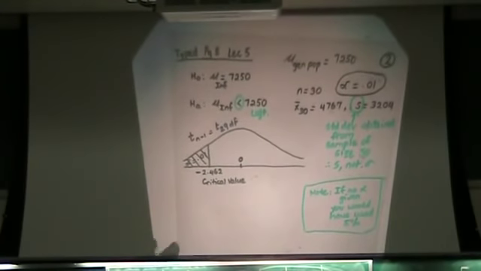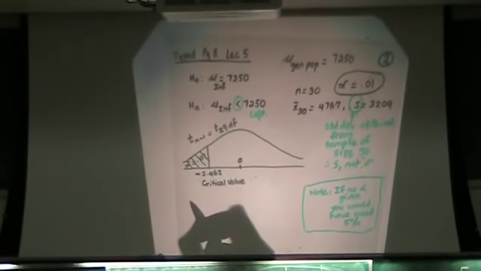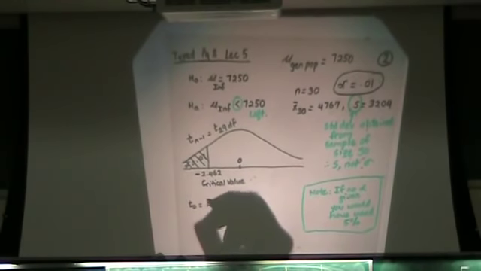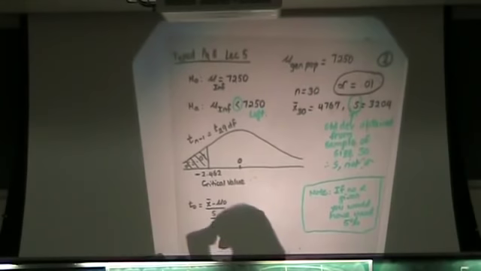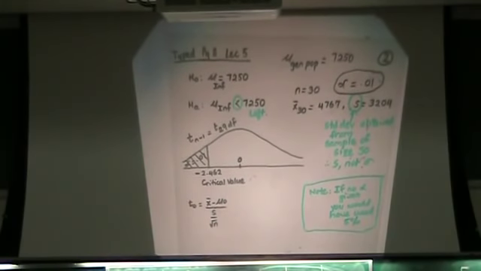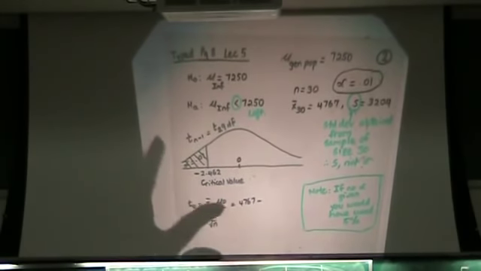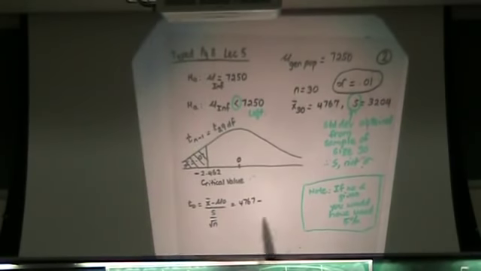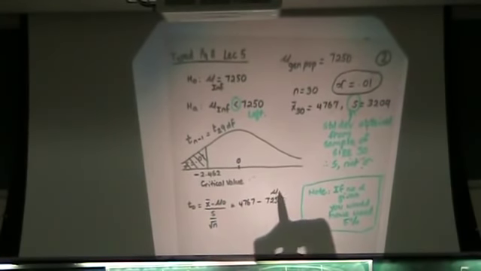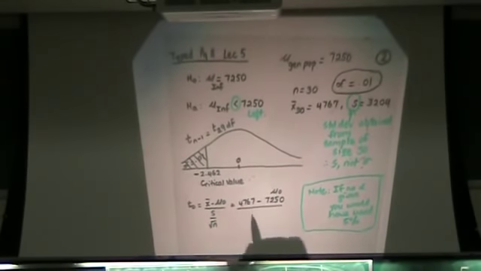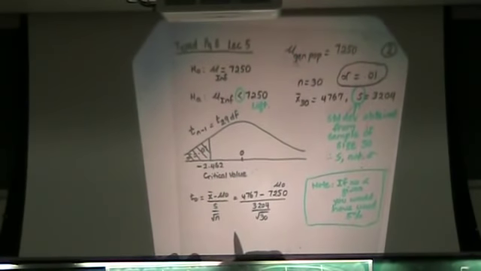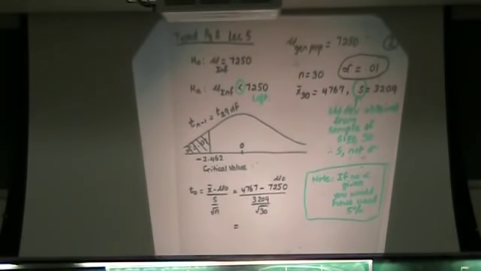Okay. So, next thing is the test statistic to see if I fall in the rejection region or not. So T0 equals X bar minus mu naught over S over root n. You recognize this formula, right? It's the same as the Z formula, only I replace the sigma by the S. So when I do this, I get 4767 minus the mu, which comes from the null hypothesis, 7250, divided by S, 3204, over radical 30. Would you get me an answer for this, please?